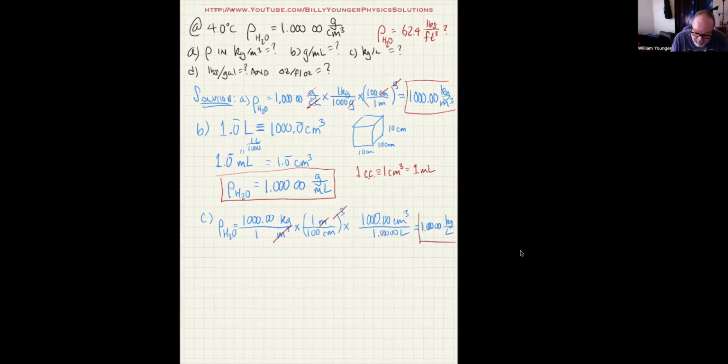So I think you can see the density of water is a really nice number. It's like 1,000 or 1, just about everything you want. So we've now done part C. What I'd like to do next is part D.